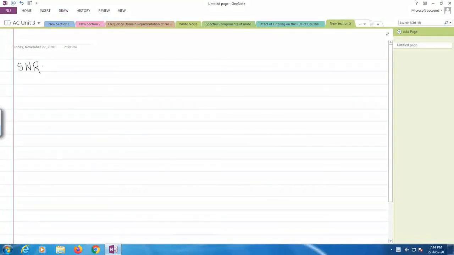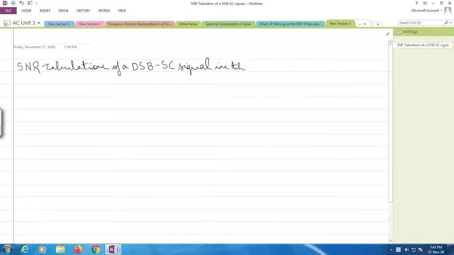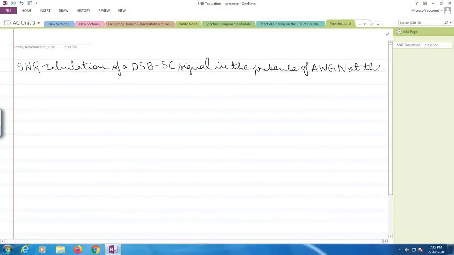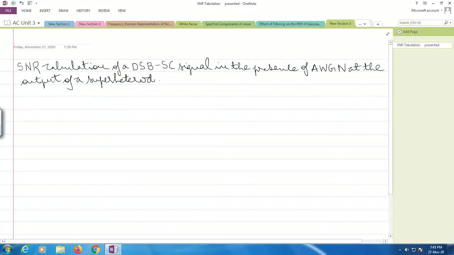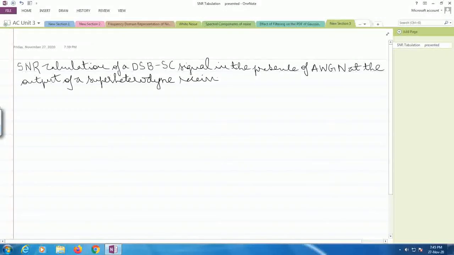SNR calculation of a DSB SC signal in the presence of additive white Gaussian noise at the output of a super heterodyne receiver. So that's what it's all about.